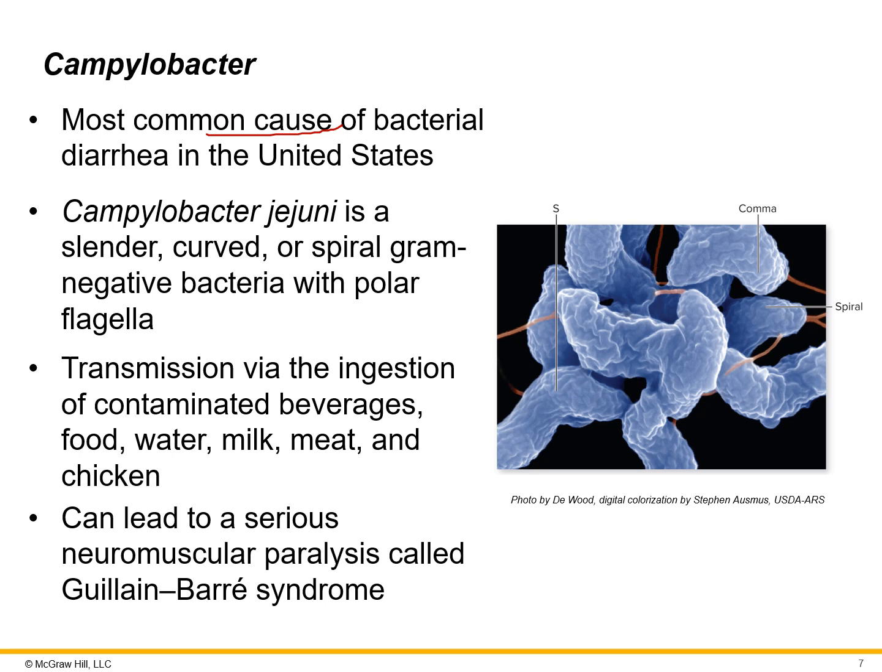Now, the most common cause of bacterial diarrhea in the U.S. comes from Campylobacter. And Campylobacter jejuni is slender, as we can see here, kind of looks like a comma, that Vibrio shape. It is gram-negative, and it has a flagellum on one end, so it's called polar flagella. So it's motile, it can move. It comes from ingestion of contaminated beverages, like water and milk, but also from meat and chicken. And this can also lead to a serious paralysis called Guillain-Barré syndrome.